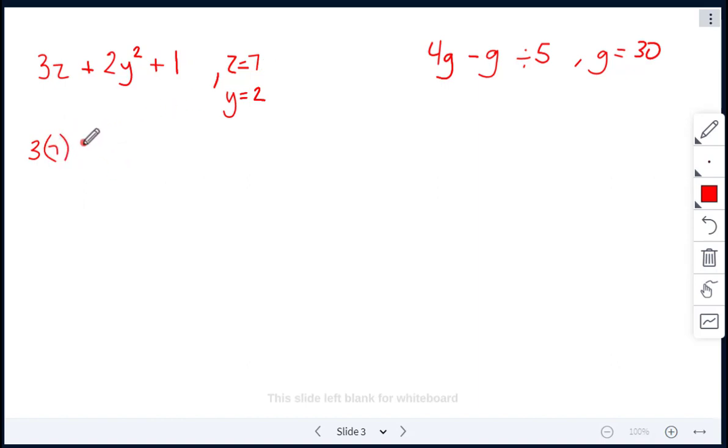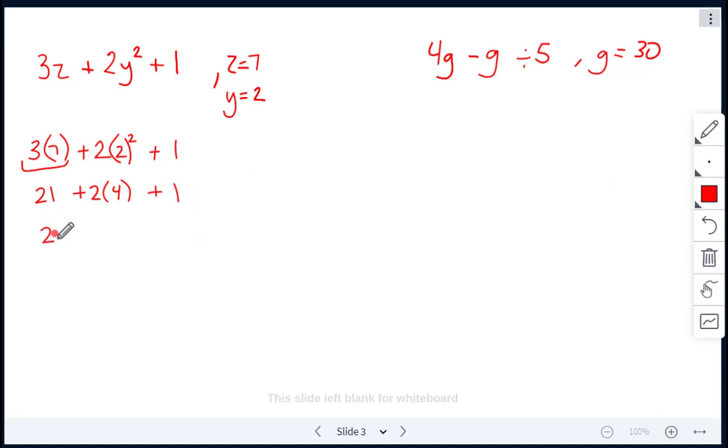There we go. Plus 2. And then we have our y, which is 2. And it's being squared. Just the 2 is being squared. And then don't forget the plus 1. All right. So according to BEDMAS, brackets and then exponents. So let's just do this here because we have 3 times 7, so I'm just going to multiply that out. That's 21, and then plus 2, and then 2 squared here gives me 4, and then plus 1.